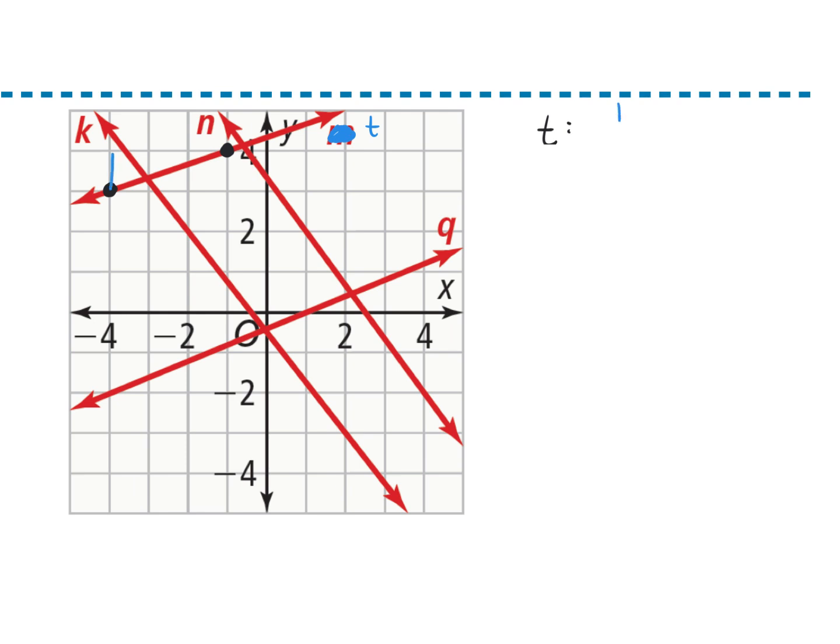Rise 1. How many do we run? So we get 1/3. Can I simplify that or do anything with that? No. So our slope for t is 1/3. Now we're going to do the same thing for q.